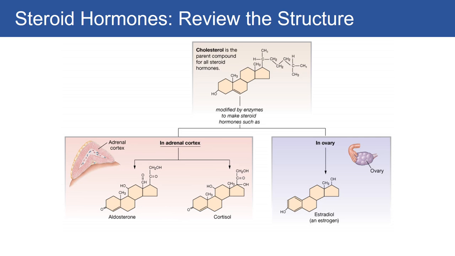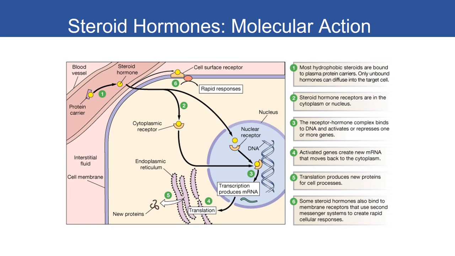And you can see some of the examples here. In the adrenal cortex, from cholesterol, we can make aldosterone and cortisol, and in the ovary, we make estradiol, which is a form of estrogen. So how do they work? I think this is important because it speaks to how they're synthesized and the importance of synthesis.